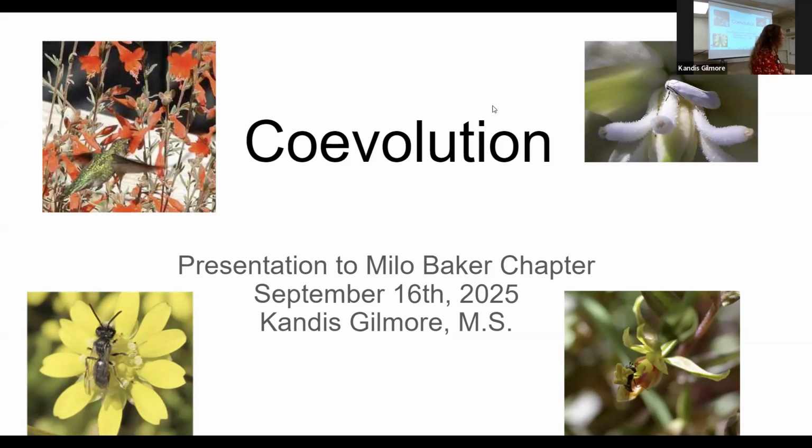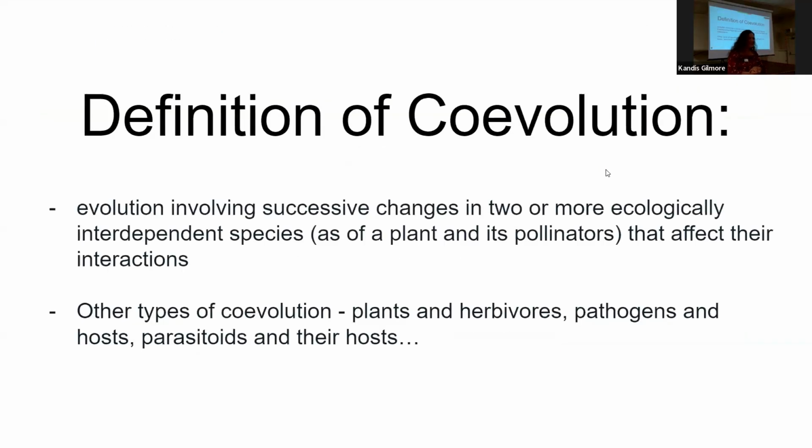I'm here to talk about the topic of coevolution. Maybe click back on the slide. Okay, there we go. So the definition of coevolution is evolution involving successive changes in two or more ecologically interdependent species.